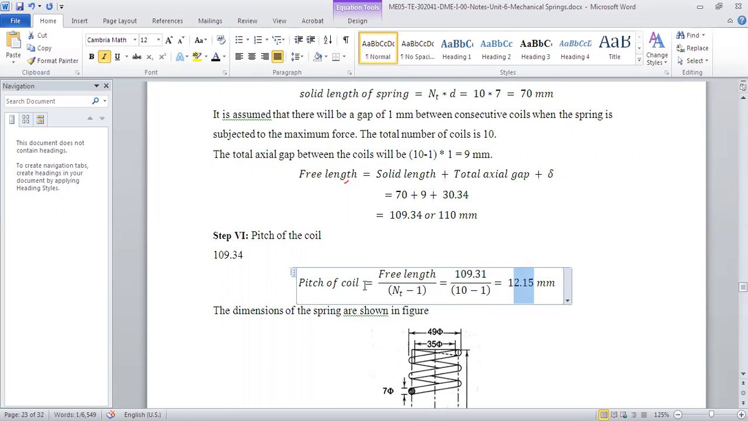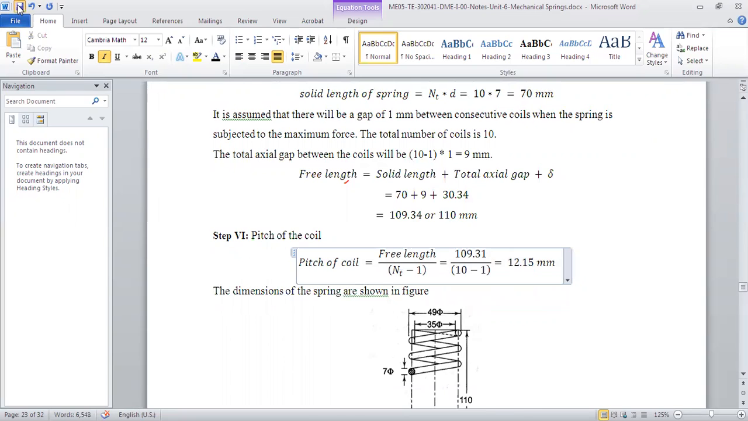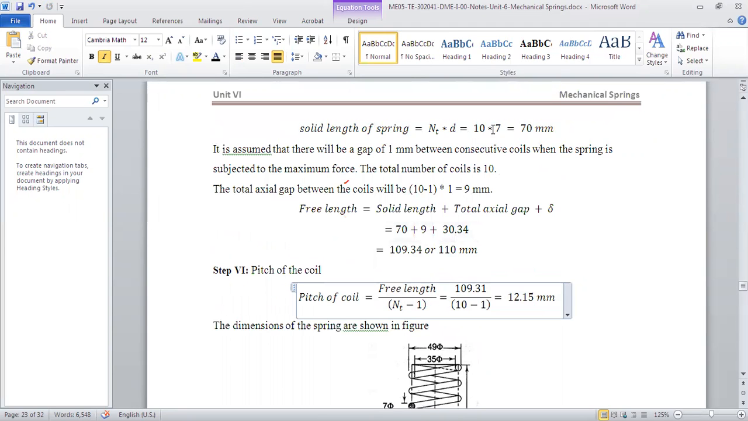So the pitch of the coil is 12.15 mm. Pitch means the distance between adjacent coils. So we have got all the information required for the spring, right?